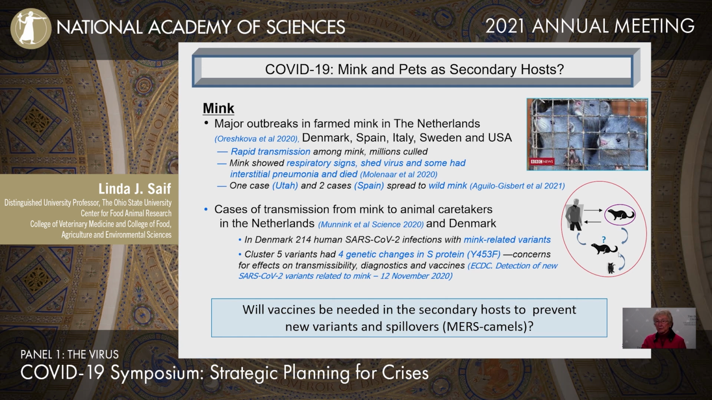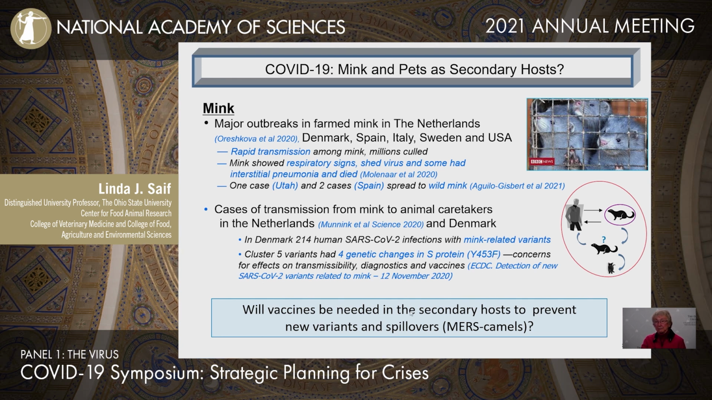farms. So initially we had reverse zoonosis spillover from humans into mink, and then we had spread in the mink and zoonotic event spillover back into humans. So in Denmark, there have been 214 human SARS coronavirus infections with mink-related variants. And these cluster 5 variants are of the biggest concern because they have 4 genetic changes in the spike and at least one in the receptor binding domain. And the concern is these could affect transmissibility, diagnostics, or human vaccines.